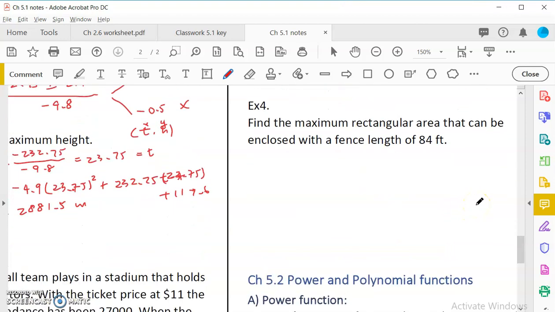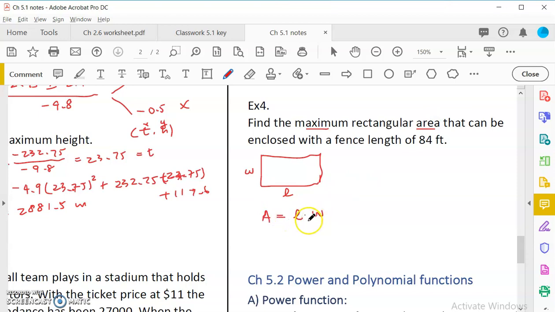Example 4 is a very common question. They say you have some fence, the fence length is 84 feet, and you want to make a rectangle using this fence. So you can use whatever length and width you want, but it has to have a total perimeter of 84 feet. So let's say width and length, and we want to maximize area. So what is area? Area is length times width.